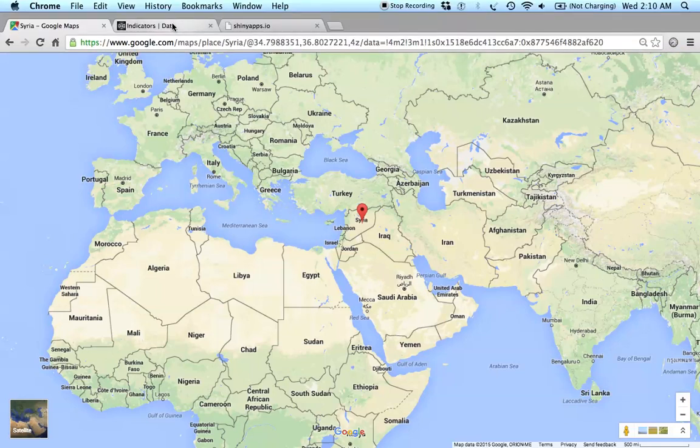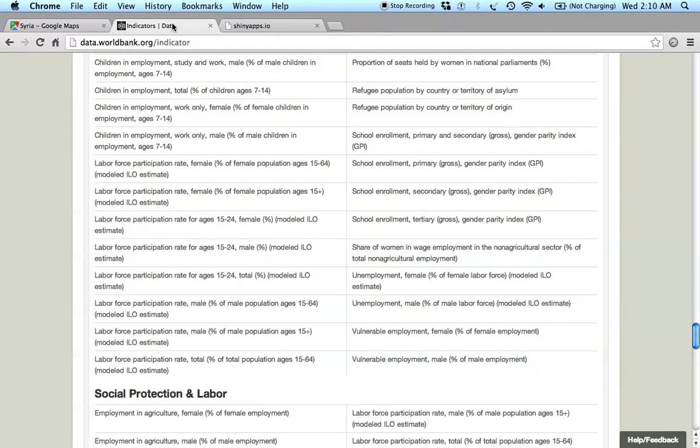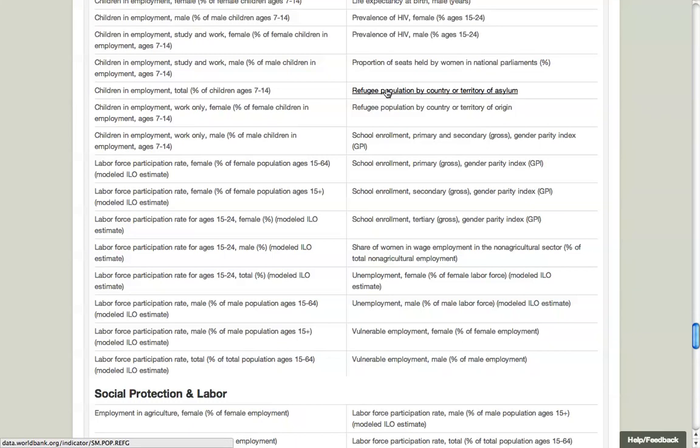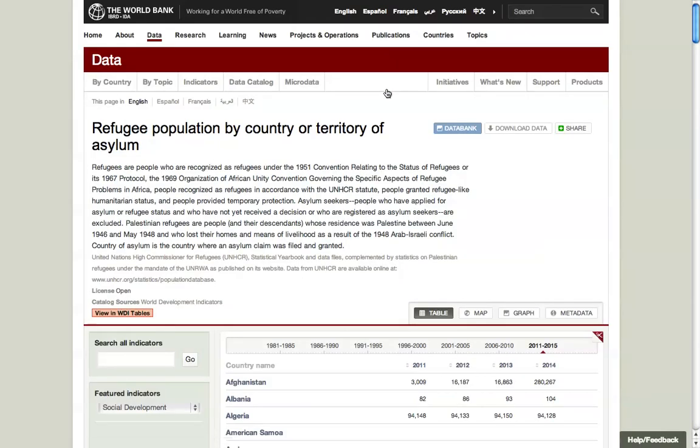I relied on data collected annually by the World Bank via the UN Refugee Agency, or UNHCR. The indicators that I used were refugee population by country or territory of asylum and refugee population by country or territory of origin. The World Bank's definition of a refugee is essentially someone who meets the international standards of refugees and has filed for and been granted asylum or temporary protection.